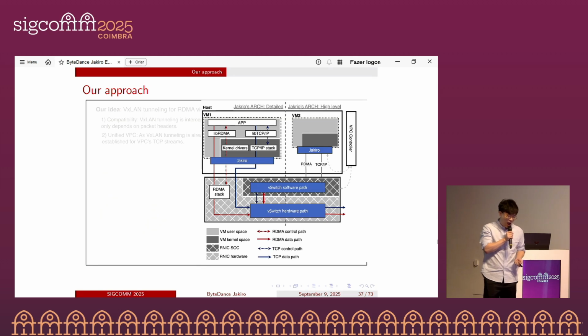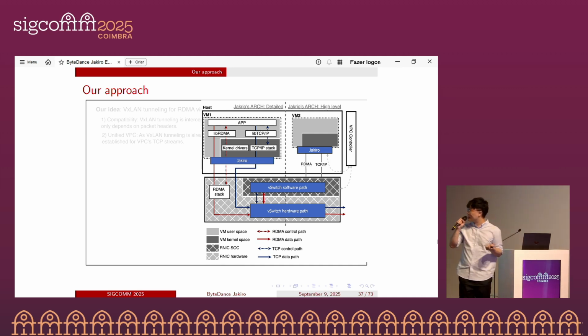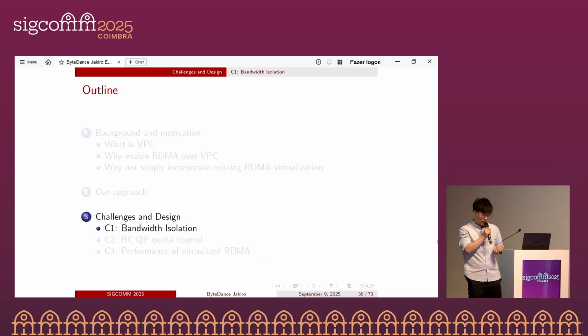Okay, so you can attach the Jakiro with your VM, and all its functionality, including VXLAN tunneling, are all implemented in the vSwitch data path. Okay, but VXLAN tunneling doesn't naturally solve everything. We need to solve several challenges to get the whole thing to work.